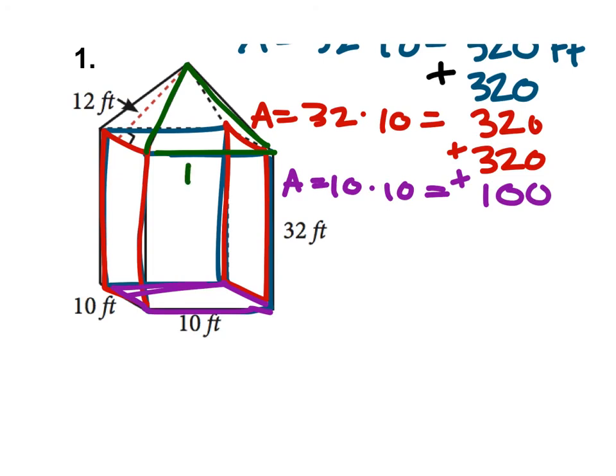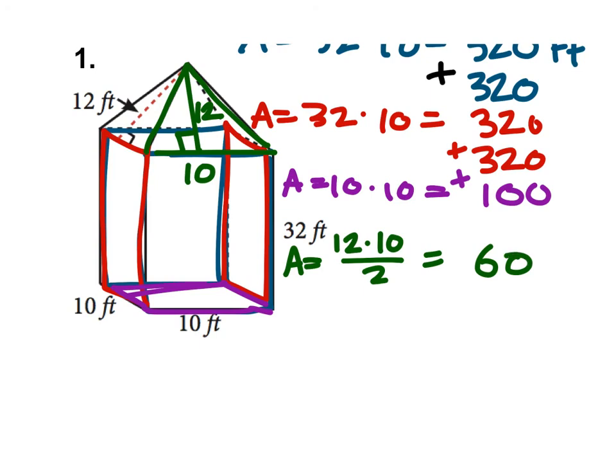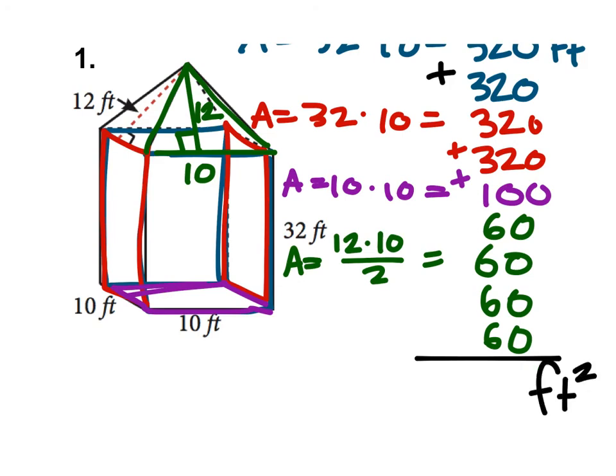So the base here is 10. We can see the height over there is 12. So the area of the triangle is going to be 12 times 10, but we're going to divide that by 2. That's 60 square feet, plus another 60, another 60, and another 60. That's all 4 of the triangles, which when I add together, will give me the total in square feet, the surface area of this shape. So that is 1,620 square feet.